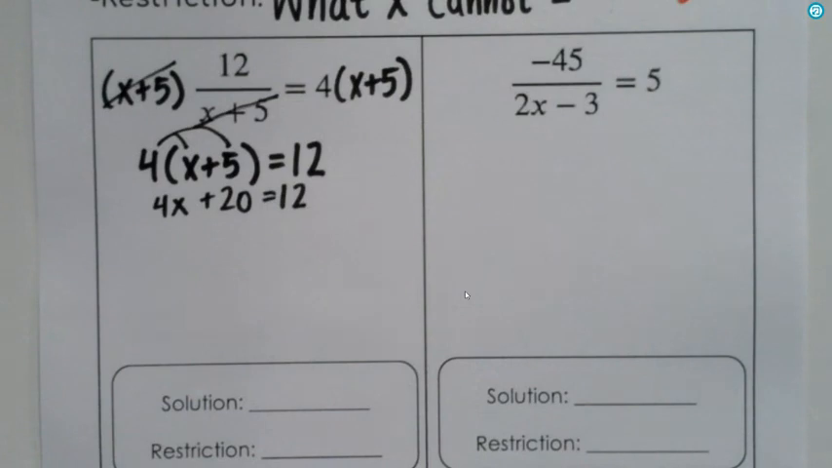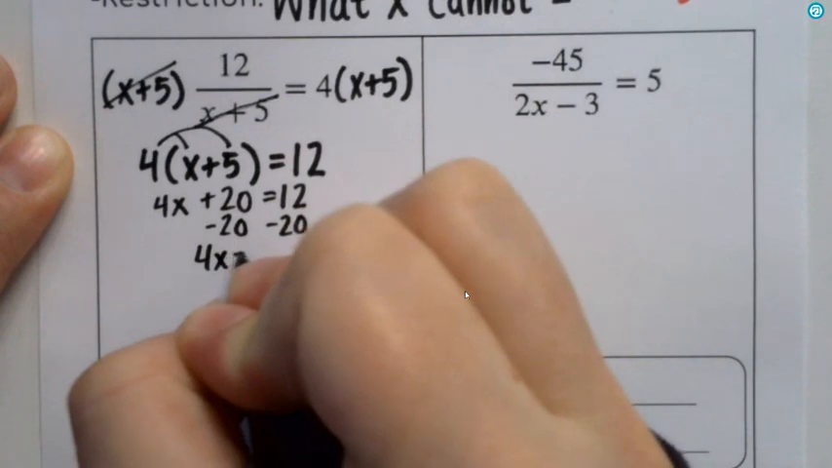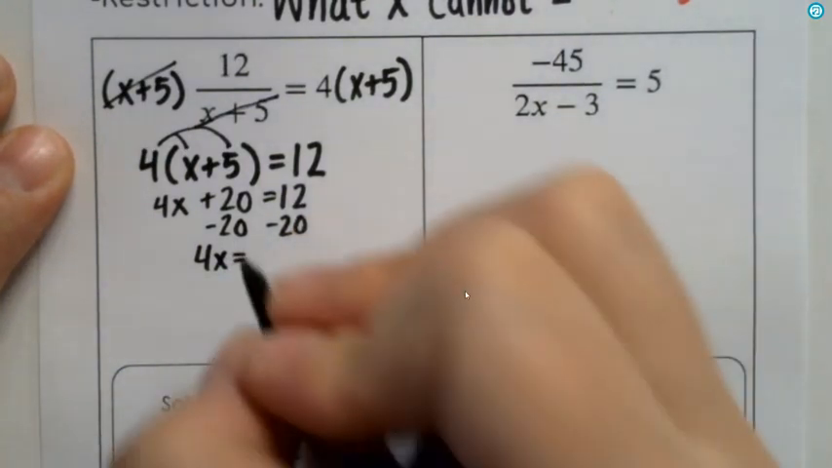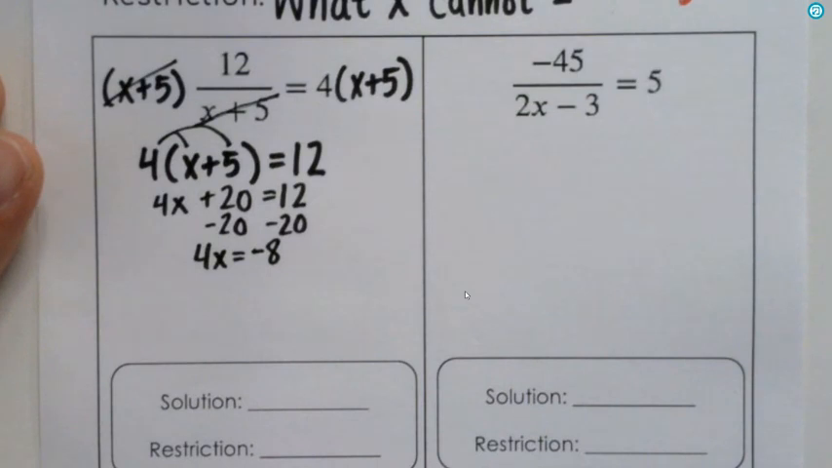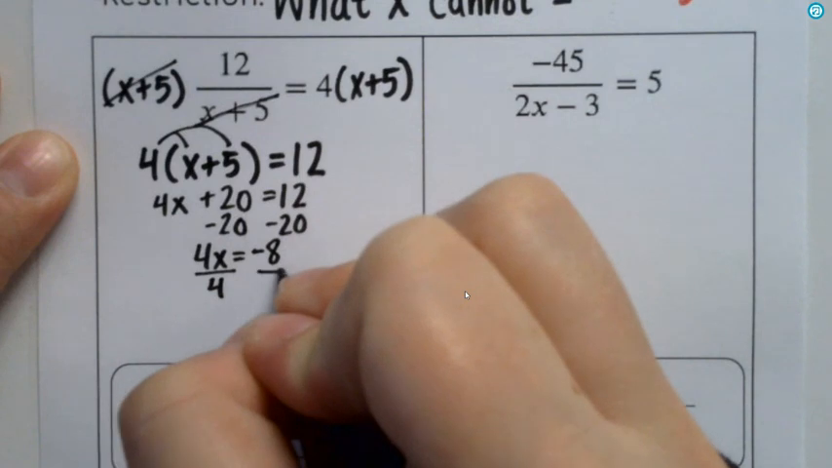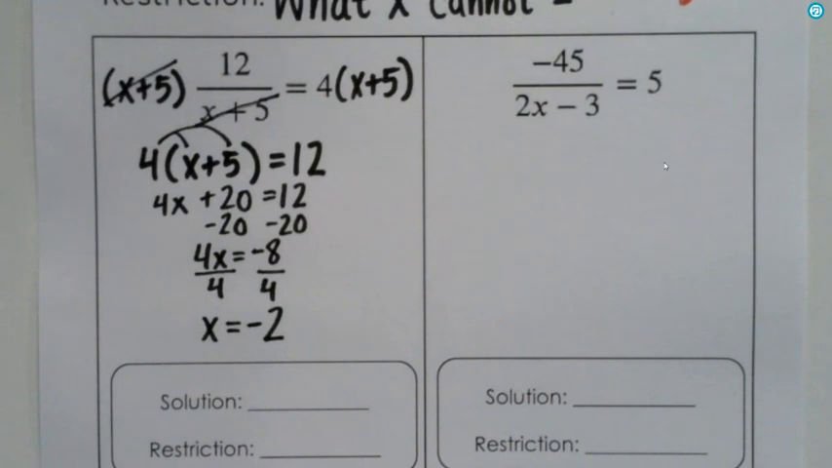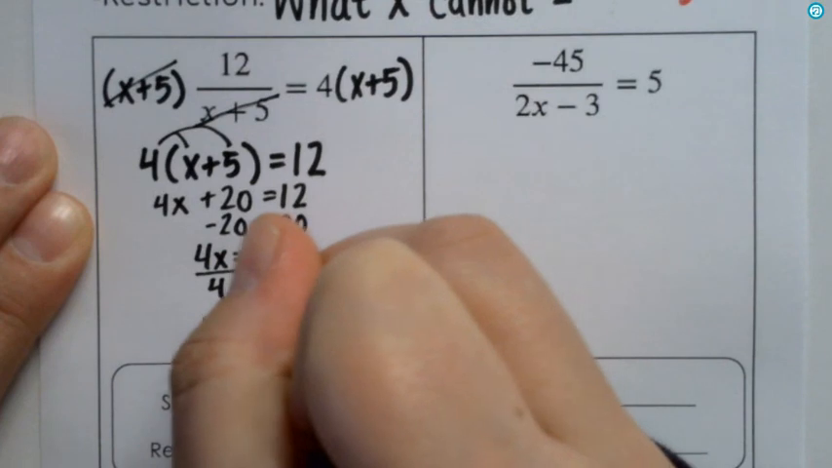And I just solve it like a normal equation. I subtract 20 from both sides. I get 4x equals 12 minus 20 is negative 8. And I divide both sides by 4. And I get x equals negative 2. So after you get that x out of the denominator, it's just a normal equation with distribution. We've known how to solve those since 1.4 or 5, I don't remember which one. So that is our solution, is x equals negative 2.